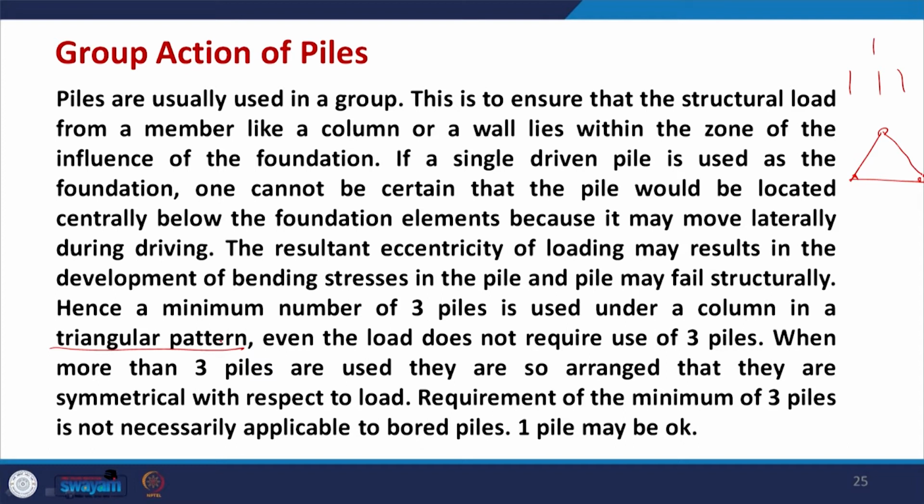When more than 3 piles are used, they are arranged symmetrically with respect to the load. For example, if I use a pile group of 4 piles, it will be better in a square or rectangular pattern. For symmetry, you should have piles at the corners. If you use 5 piles, then 1 more pile should be at the center. The requirement of a minimum of 3 piles is not necessarily applicable to bored piles, because rather than driving, you are boring. In that case, 1 pile may sometimes be enough.